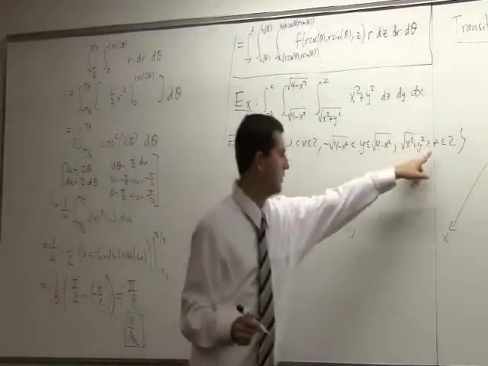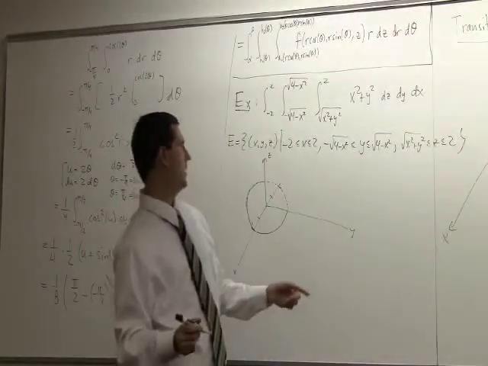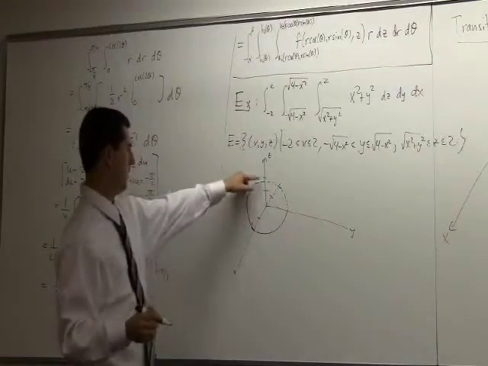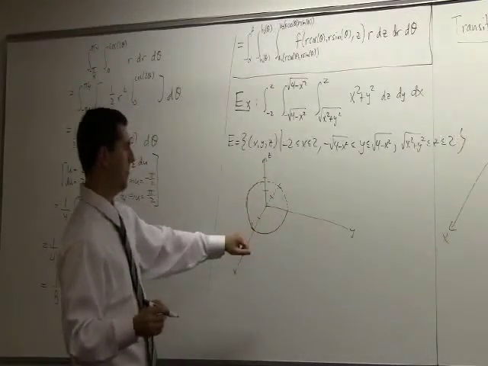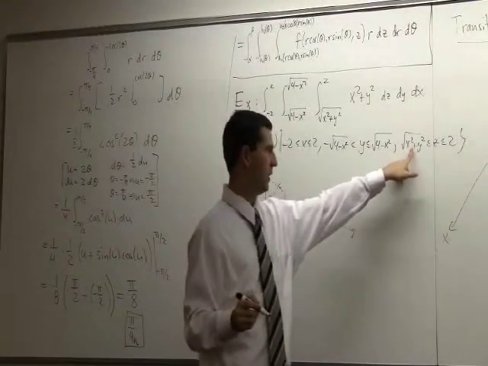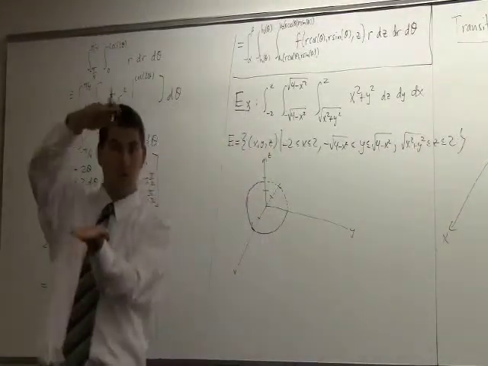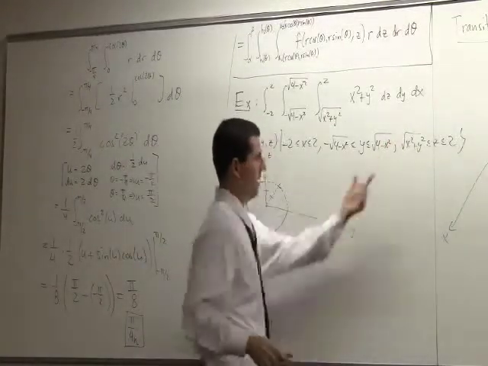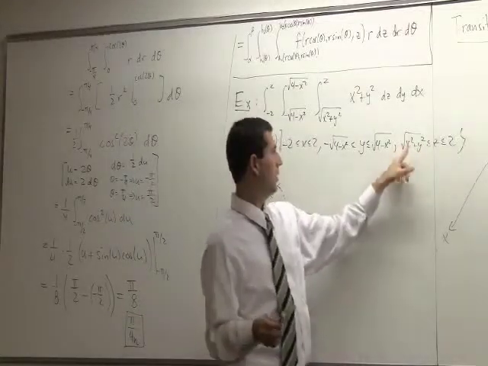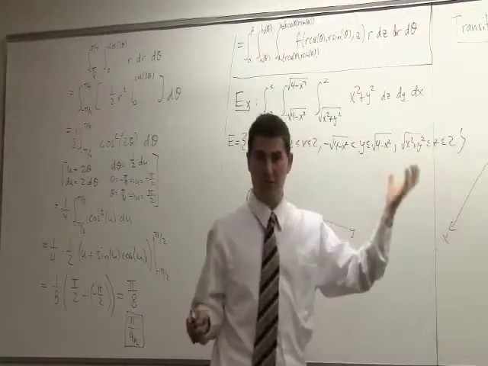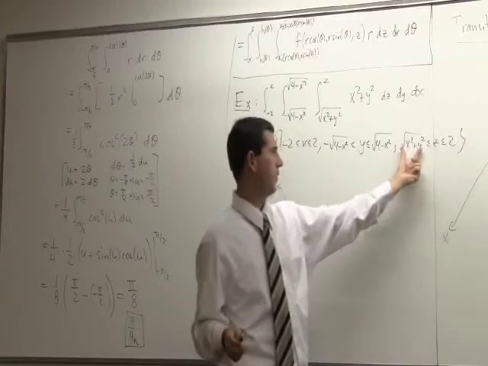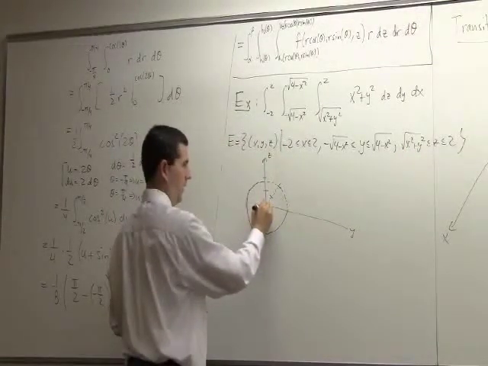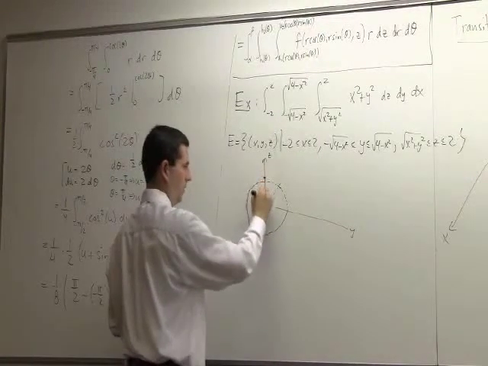Now, what are the z values? Well, let's see, it's always less than or equal to 2, so I can go up here to 2. But it's always bigger than the square root of x squared plus y squared, which is always at least 0. So it's sitting between 0 and 2. The square root of x squared plus y squared is just a circle of radius r. So if the radius is 0, which would be right here, then it goes all the way up to 2.